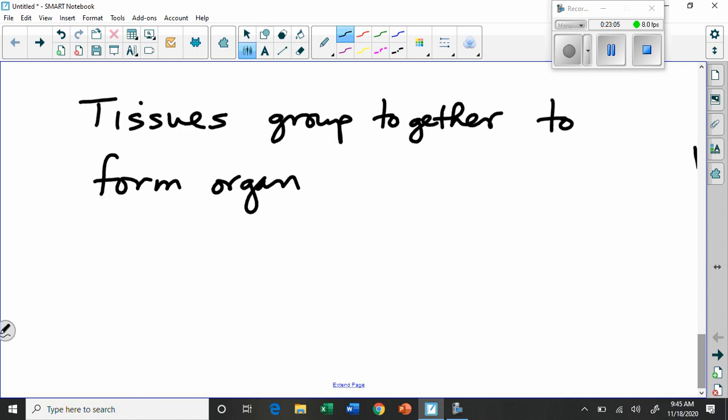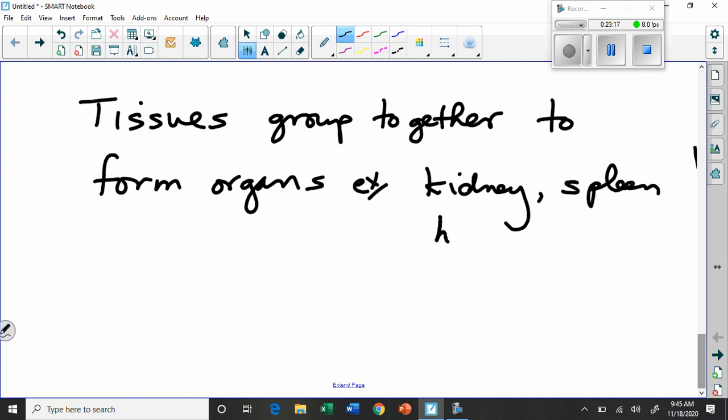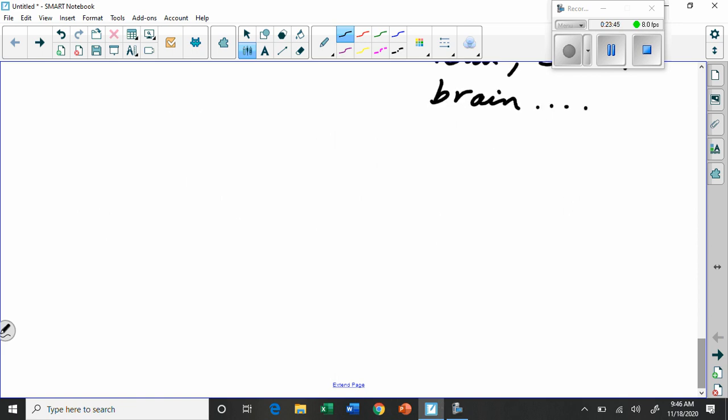And then, okay, so to form organs. Organs could be like the kidney, for example, the spleen, the heart. Your skin is actually an organ. It's a complex thing. Your skin isn't just one layer. It's many layers of slightly different tissues that all do different things. Your brain, and all of the different organs in the body. Right? But just like a building has many different departments, organs usually are made of more than one kind of tissue, all working together.